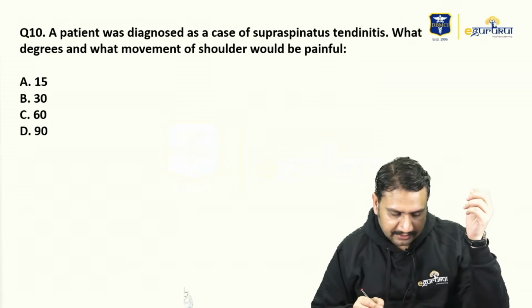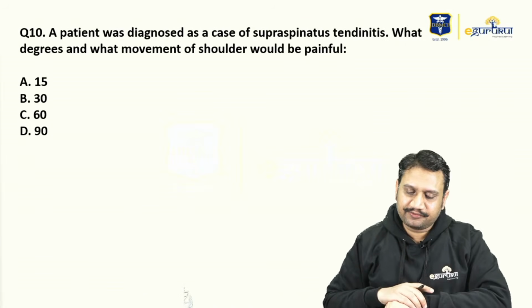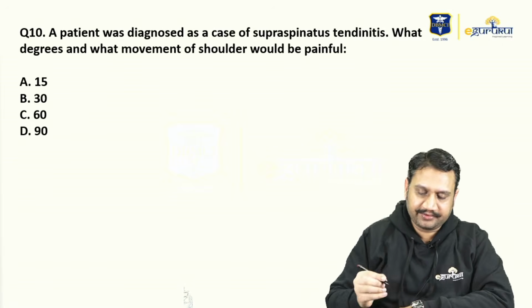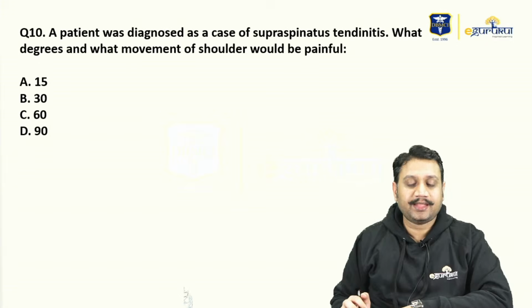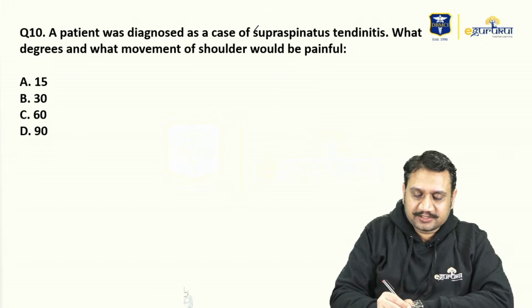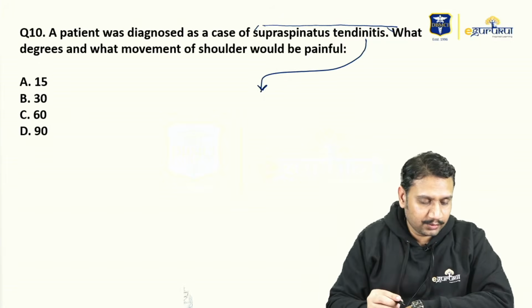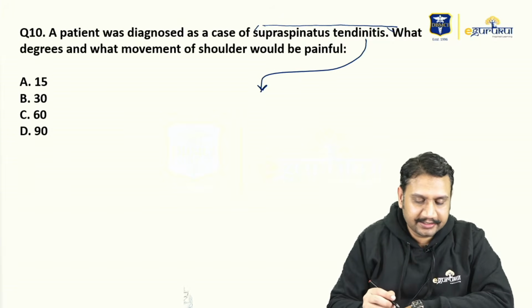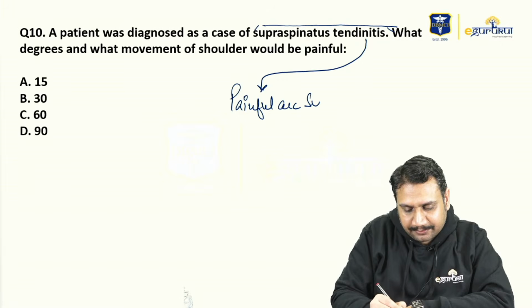Okay, let's see. A patient was diagnosed as a case of supraspinatus tendinitis. Very good. What degree and what movement of shoulder would be painful? Now, what we are dealing with is supraspinatus tendinitis. And we know that supraspinatus tendinitis is a reason for what condition? Can you name that? The supraspinatus tendinitis will be connected to, or be a reason for, what we call the painful arc syndrome, isn't it?